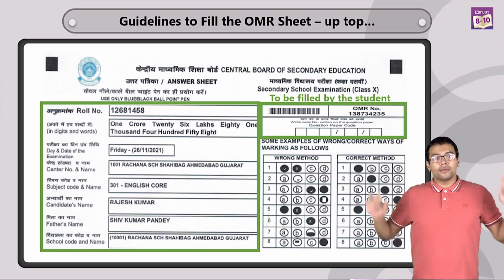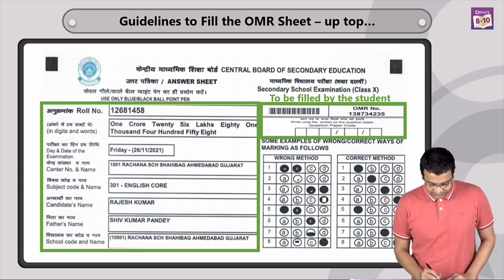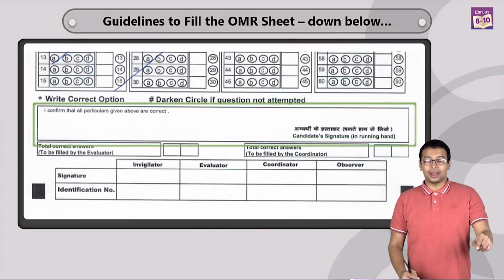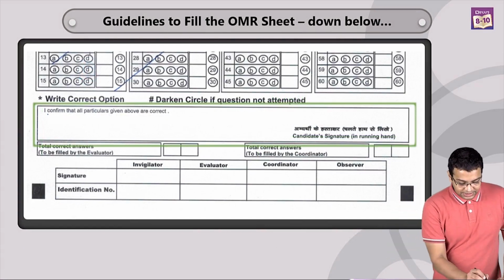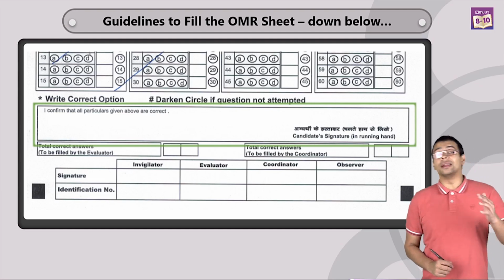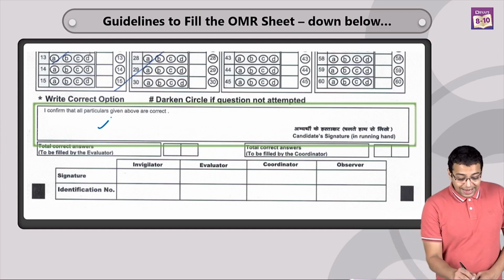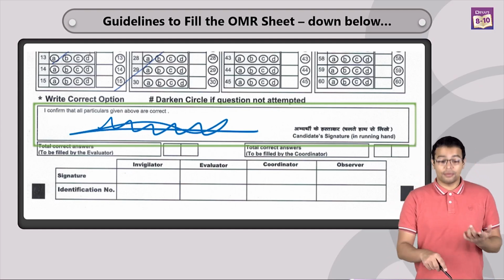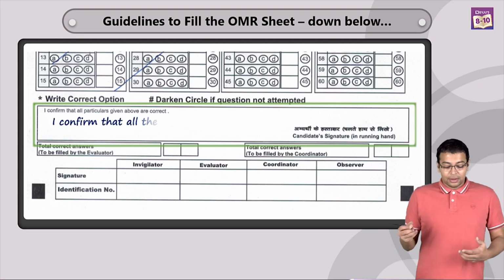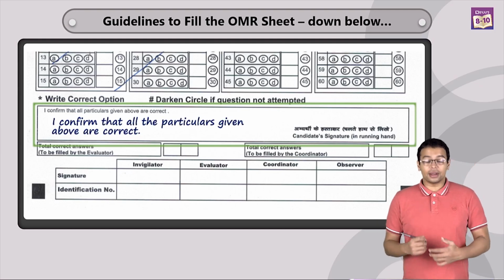And then after you've answered your questions, and we'll explore how to answer, at the end, you're going to have a declaration. Now, what does that mean by declaration? Check this out. What does it say here? I confirm that all particulars given above are correct. That's not enough if you read it out, right? You have to write it with your hand. What do you have to write? Exactly this thing. You simply have to write, I confirm that all particulars given above are correct.